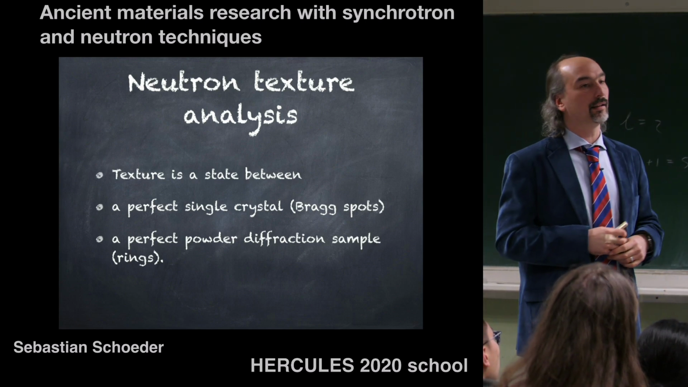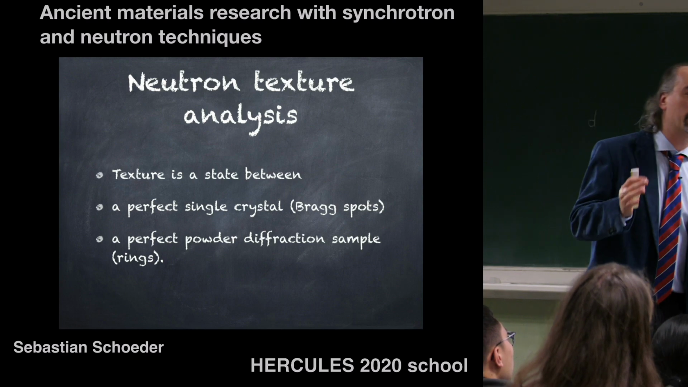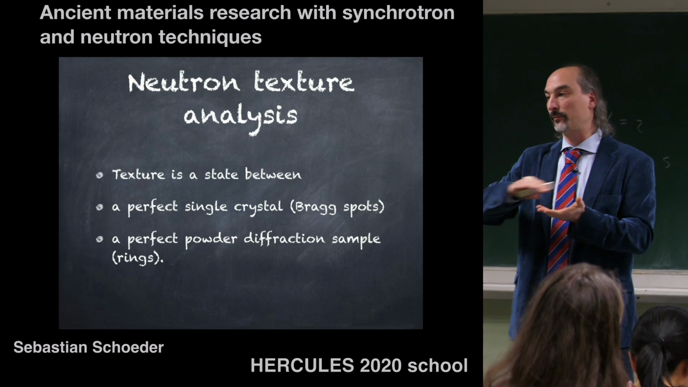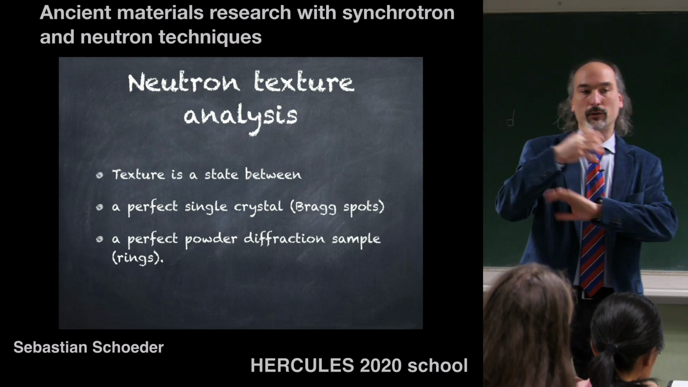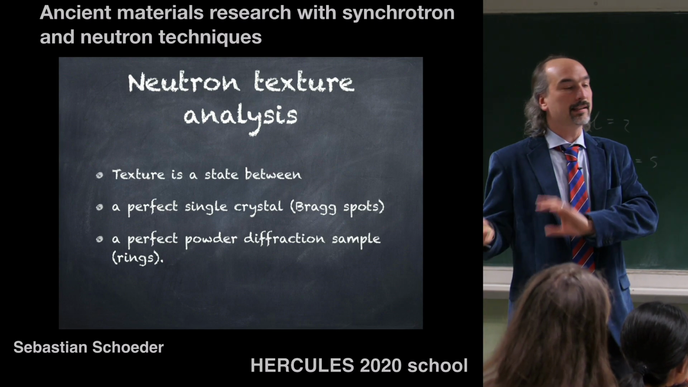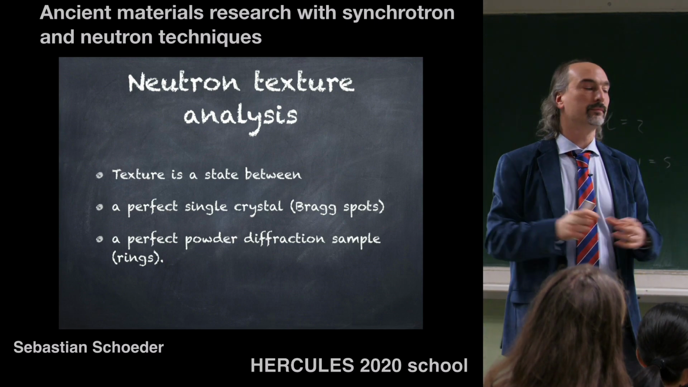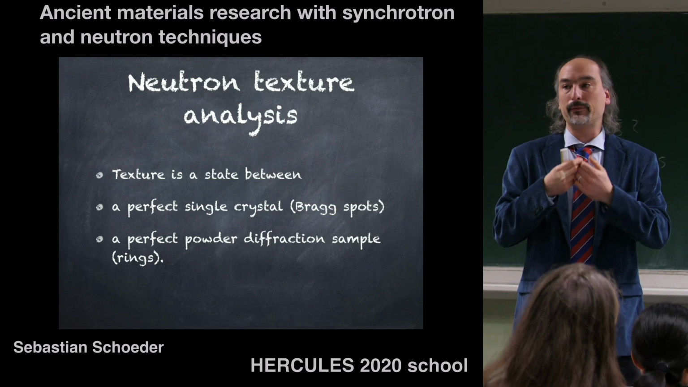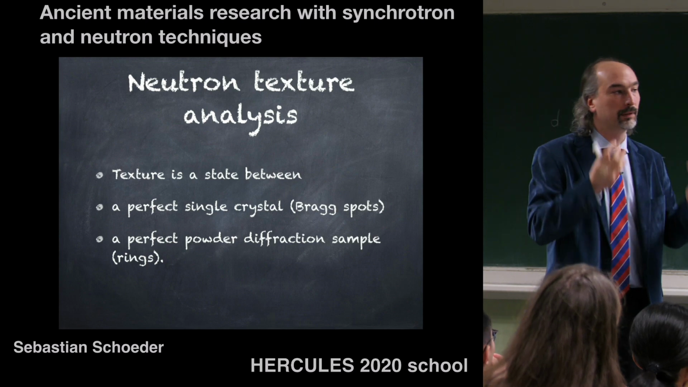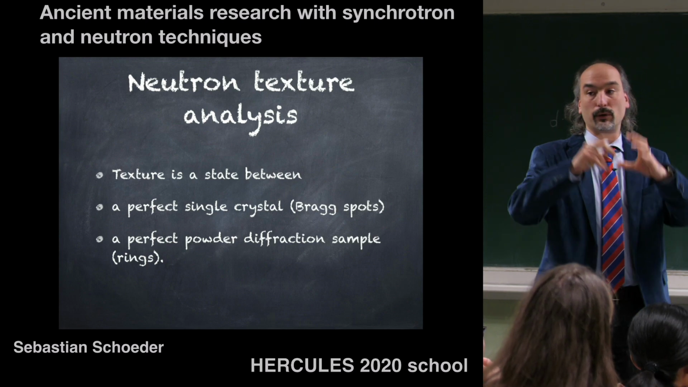Texture is a state a little bit between a perfect single crystal, where all the crystallographic planes are perfectly aligned, and a perfect powder where you have little crystallites that are completely random. In this last case, you would get Debye-Scherrer rings. And in the case of a textured sample, there are grains, but they have a sort of pre-alignment. They're not completely random. And this is going to give rise to incomplete rings.